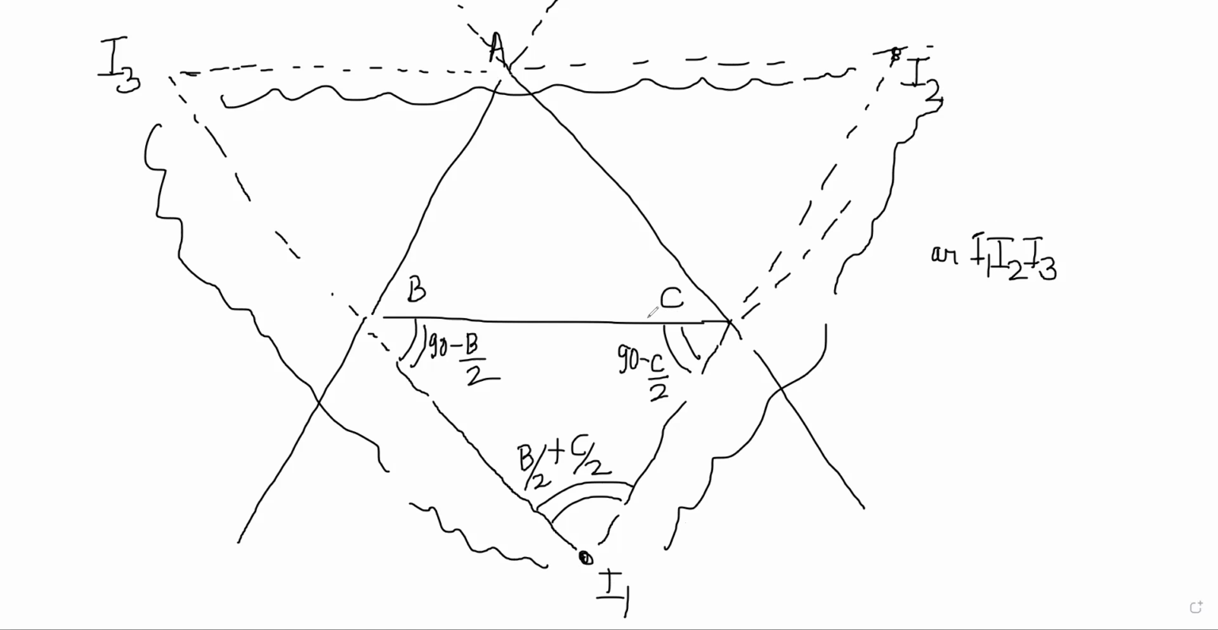Rather than this, we know AI1, and AI1 is perpendicular to I3, I2. That can also be done. With the AI1 length, you can do half base into height. Or you can do half into I1, I3 into I2, I3 into sine of this angle, right?